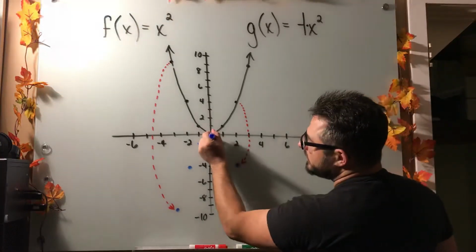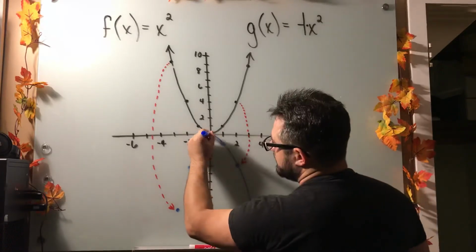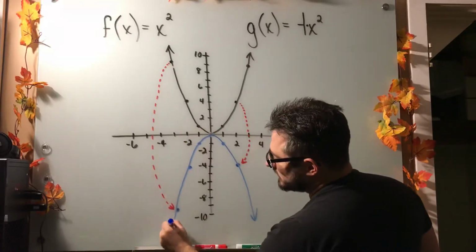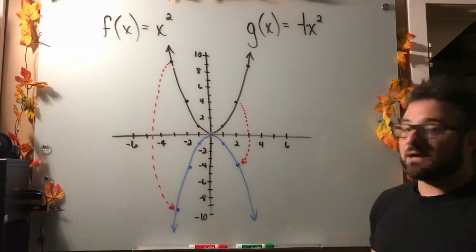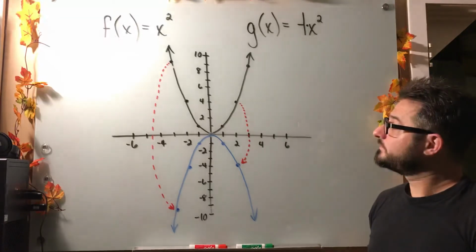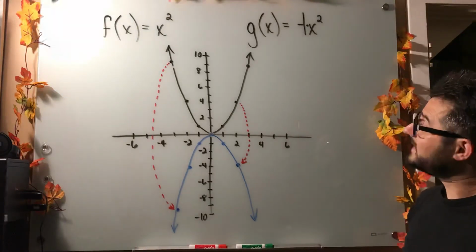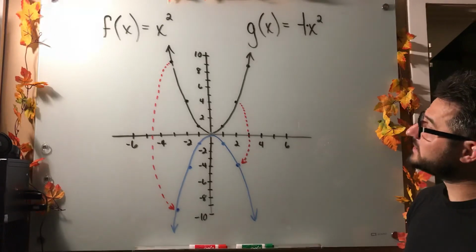So what we end up with is a downward parabola, an upside down U, if you will. Now, that takes care of vertical reflections.